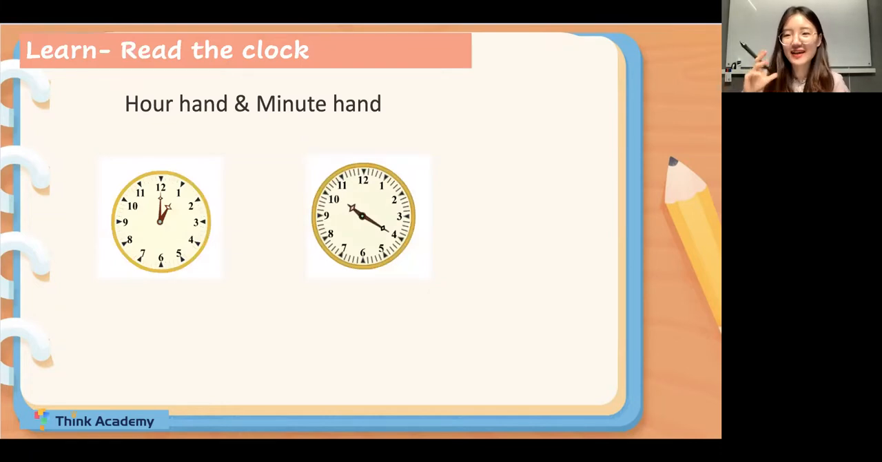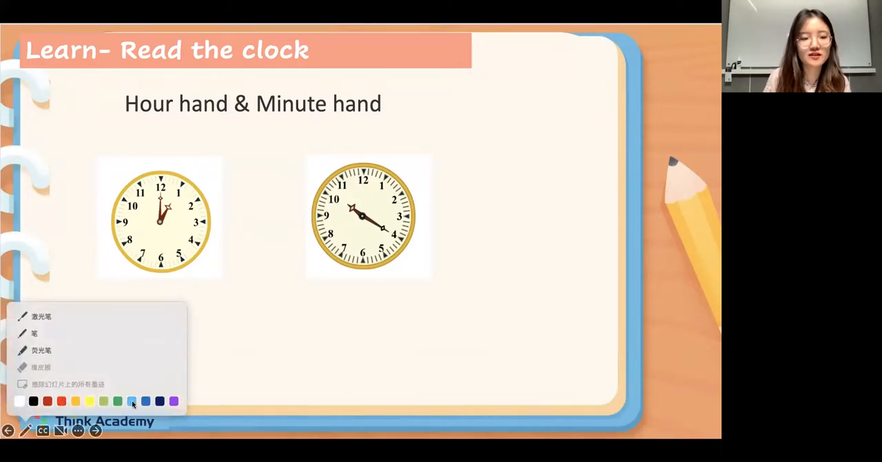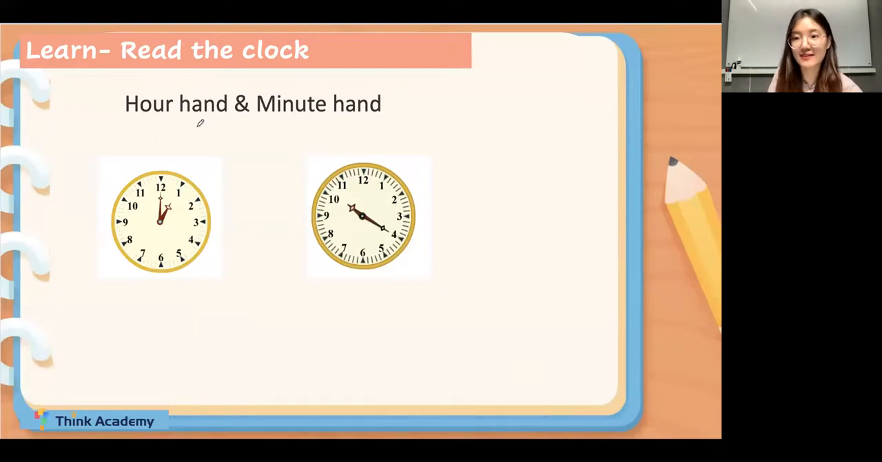So basically, every clock will have 2 hands, the hour hand and the minute hand, right? Or for some clocks, it will have the second hand. But basically, each clock will have the hour hand and the minute hand. Okay, so everyone, now, if the hour hand travels from 12 to 1, then how many hours have passed?